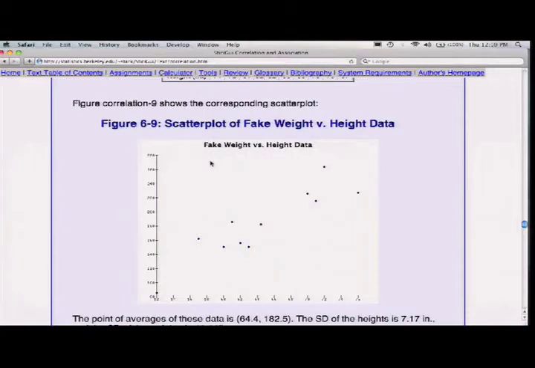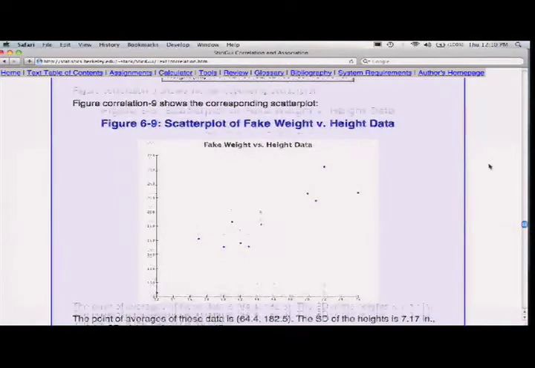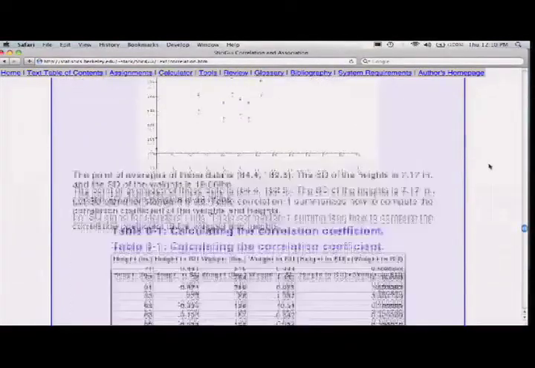There are not very many points there, but 0.6, 0.7, somewhere around there. Positive, clearly positive. Yeah. All right.